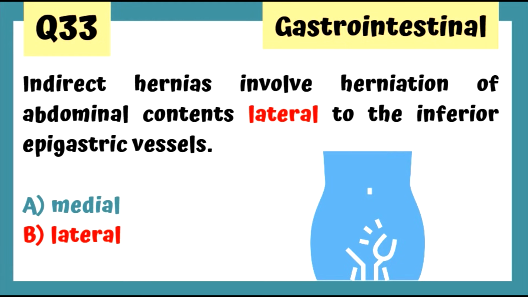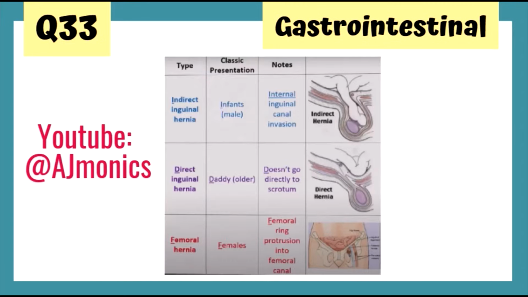An I looks like an L: indirect, lateral; indirect, lateral. I have this from AJ Monarch's YouTube channel. I have a fun mnemonic for the different types of hernias. It's a fun one. Question 34.